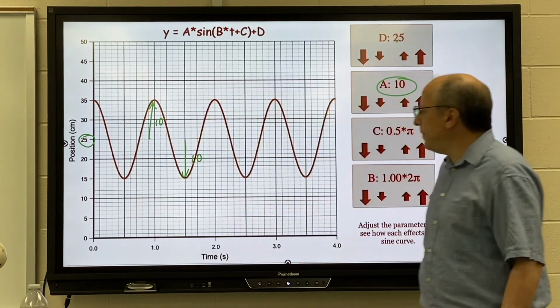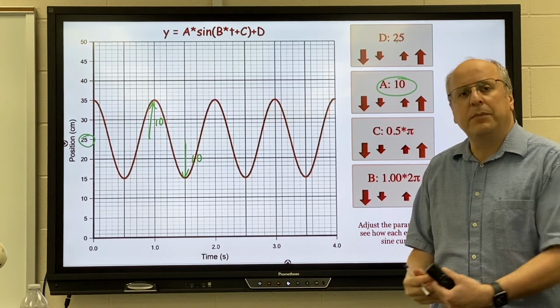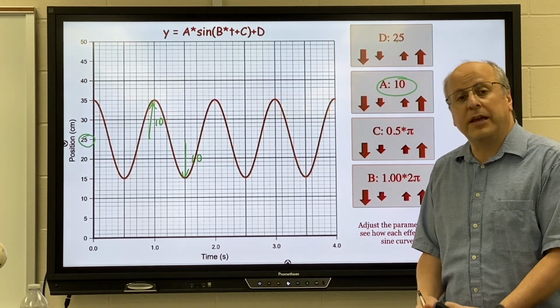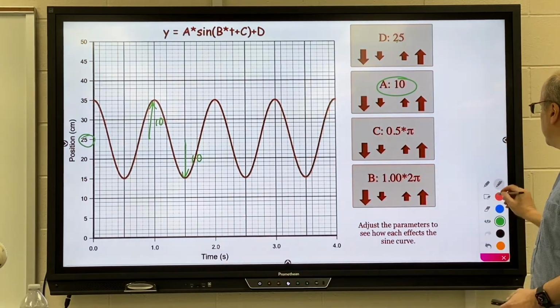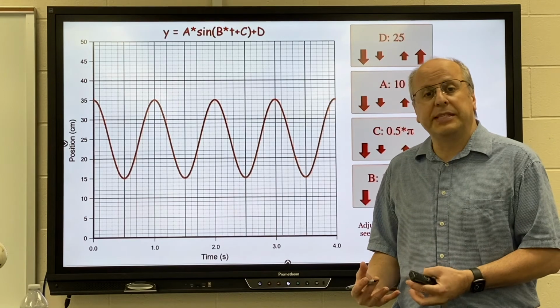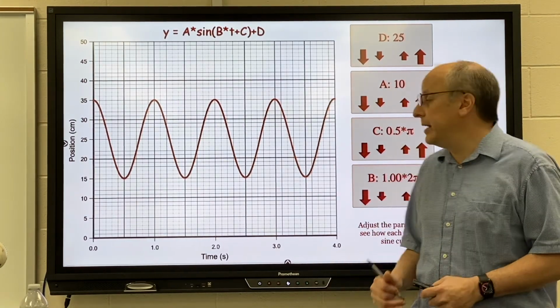10 above, 10 below. It tells you how extreme your extreme points are going to be in terms of how far they are from the average. It's called your amplitude. For sound, it will tell us how loud the sound is, and for light, it will tell us how bright the light is.